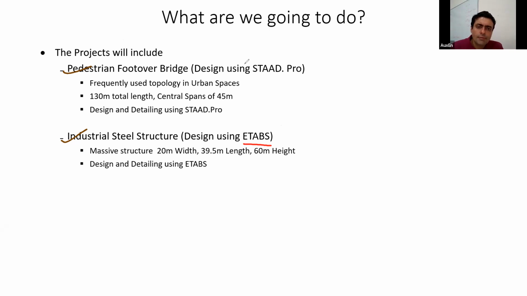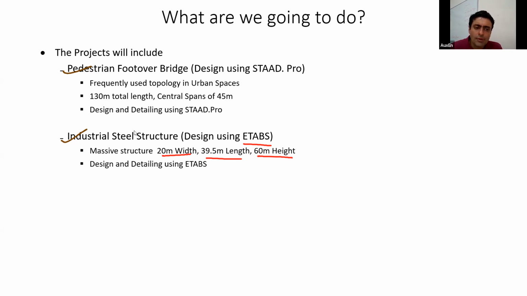If you see, it's 20-meter wide, 39.5-meter length. So these are the planned dimensions, and 60-meter height. That is almost a 19 to 20 story structure, isn't it? If you have a general structure, 60 meters would roughly mean around 20-21 stories. So it's going to be a massive structure. This we will be doing using ETABS.